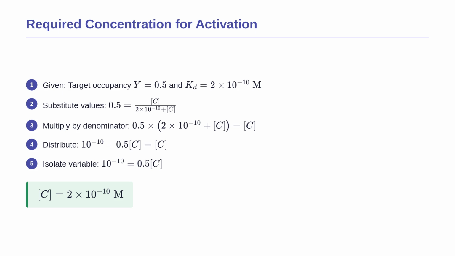To solve for C, we multiply both sides by the denominator to remove the fraction. Next, we distribute the 0.5 into the parentheses, which simplifies the constant term beautifully. We then subtract 0.5C from both sides to group our variables. Finally, dividing by 0.5 gives us our answer. The required concentration is exactly 2 times 10 to the negative 10 molar.